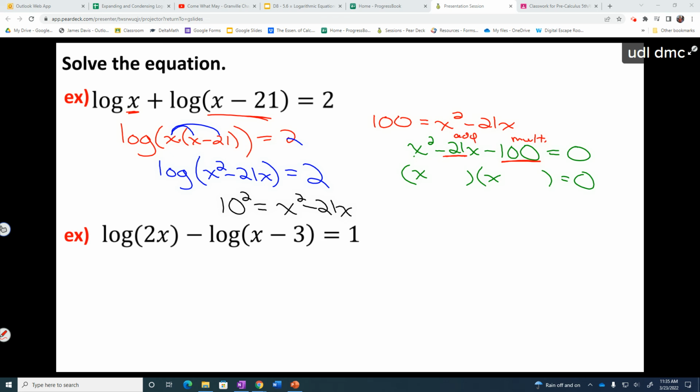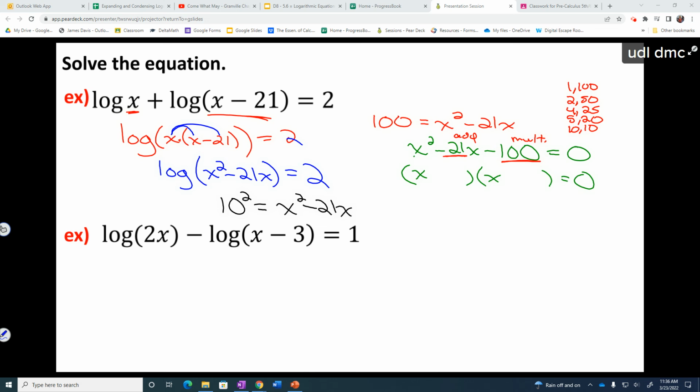So if you want to, you can list out the factors. You got 1 and 100, 2 and 50. 3 doesn't go into it. 4 does, 4 and 25. 5 does, 5 and 20. And then 10 and 10. So those are your possibilities. Those all multiply to give you 100. And then we get negative 21 when we add them.